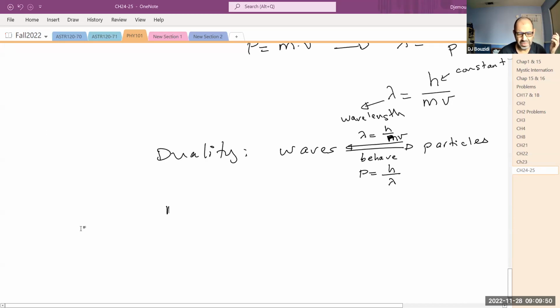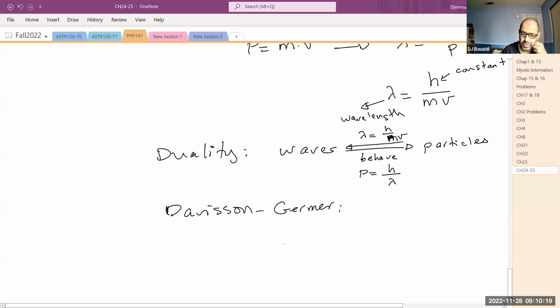what is his name again? Is it Germer or Germer? I really don't know how to say the Davison and Germer, both of them. And they were puzzled actually by their observations, because they were doing electron beams, trying to study them.